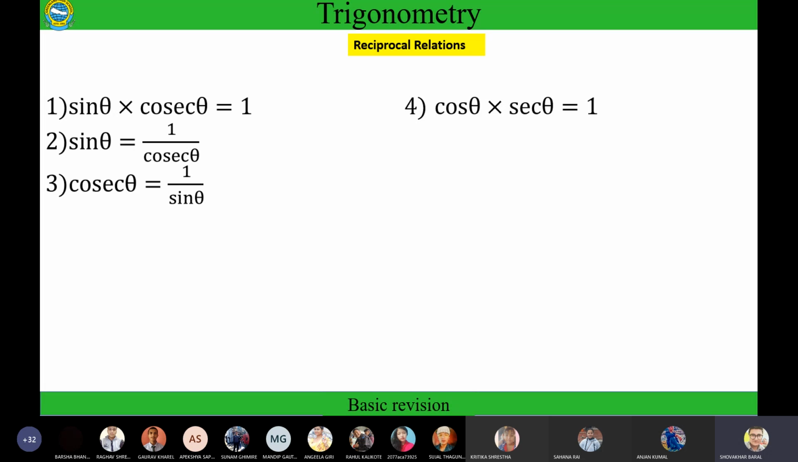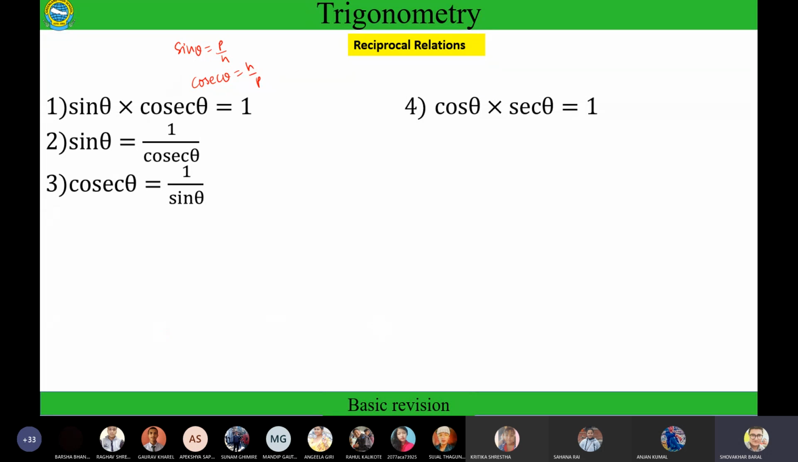Next one, cos and sec, they are also reciprocal of each other. See here, तिमीसँग formula थियो नि अघिको. Sin theta was P by H, and cosec theta was H by P. See, they are reciprocal of each other, isn't it? P by H and its reciprocal is H by P. So they are reciprocal. If you multiply these two, then it will be 1. So this is the explanation.